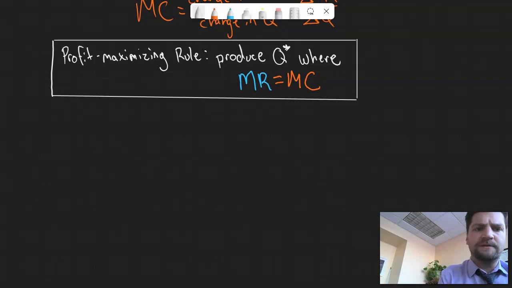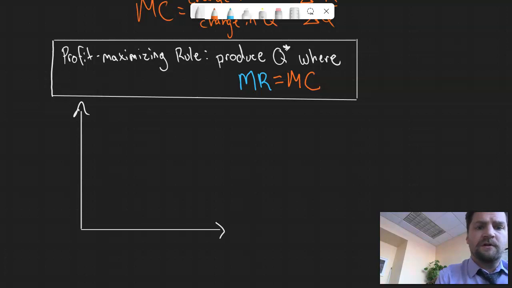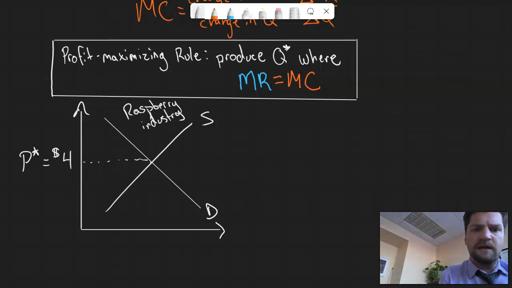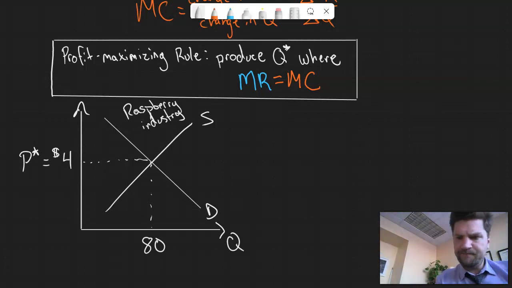So if we have the raspberry market, and we are talking about raspberry farms, right? First of all, since these are price takers, that means that the price is going to be determined in the industry supply and demand market, right? So this is going to be the raspberry industry, for lack of a better word. And we're going to have some equilibrium price here, right? Some P star, which is going to equal, in this case, $4. And the quantity of raspberries is going to be 80 for the full market.